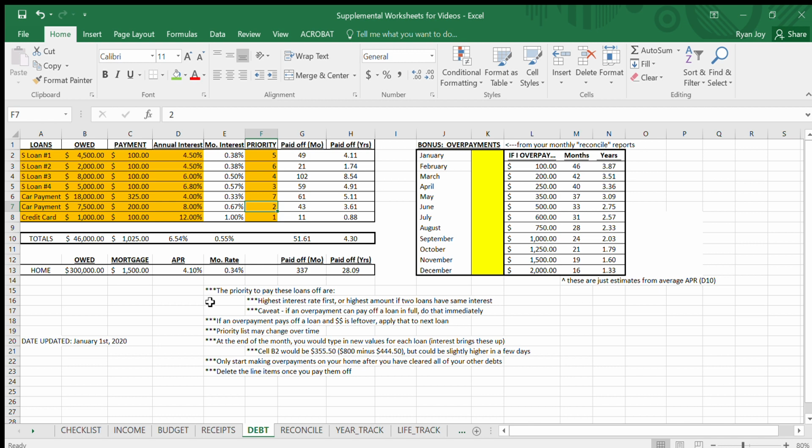If you have two different pieces of debt that have the same amount of interest, but one is twice the amount that you owe, obviously you're going to be paying more interest on that, compounded over the amount of time. So you want to get that down quickly, so that you aren't paying so much more in interest. So that's how you set up your debt sheet.